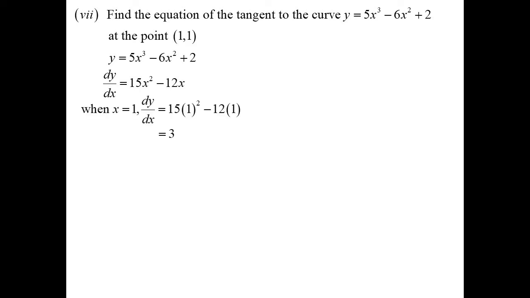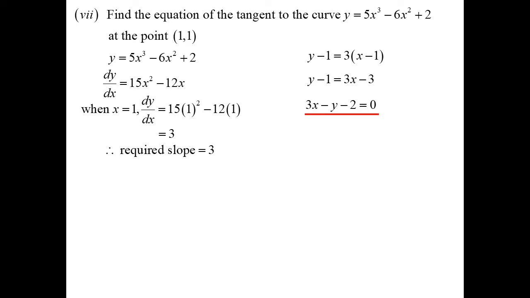Again, explain what you're doing. I've got my function, this is my gradient function. Now, I want to know when x equals 1, what is this gradient function? Substitute in and we get 3. So I know the slope I want for this question is 3. I've got a point, I've got a slope, so point-slope formula. So we sub it in, play around with it, and there it is in general form: 3x minus y minus 2 equals 0.